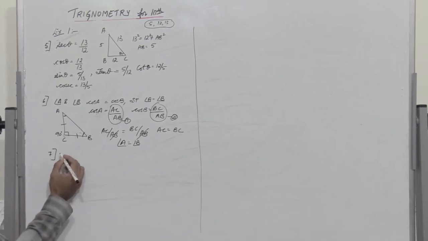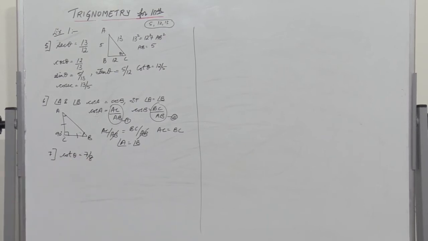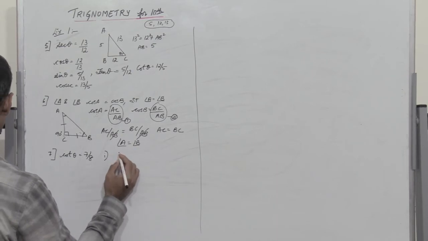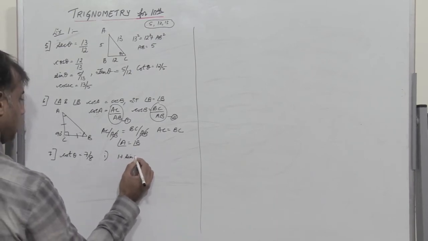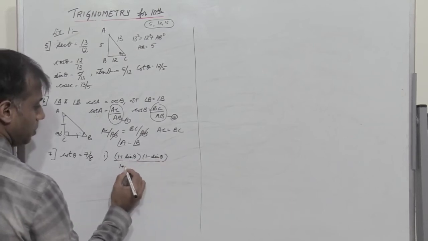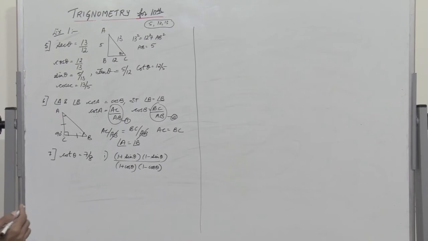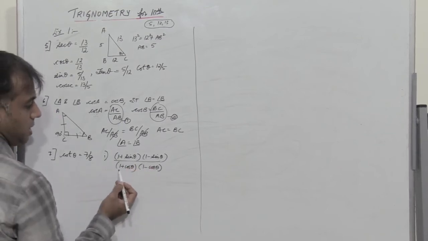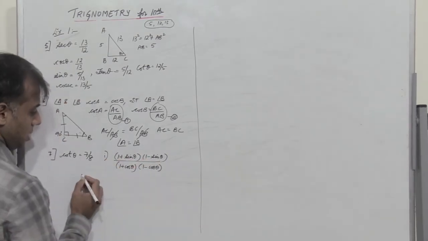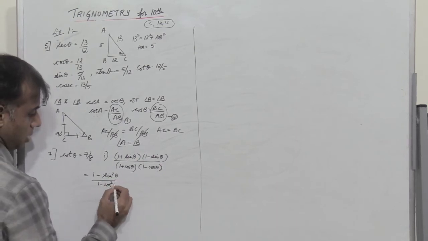Next, seventh one. Given cot theta equals 7 by 8. So we need to find, so now cot theta is 7 by 8. So I need to find two relations. One is (1 plus sine theta)(1 minus sine theta) divided by (1 plus cos theta)(1 minus cos theta). So this is like (a plus b)(a minus b), and we know that (a plus b)(a minus b) is a square minus b square. So I can write this as 1 minus sine square theta divided by 1 minus cos square theta.